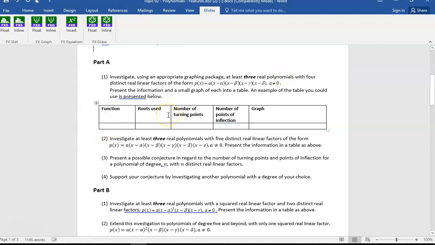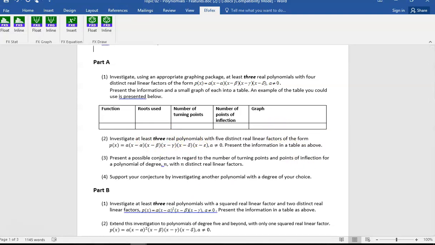They suggest this. This is from the SACE website, okay? You have to write down your function. You have to write how many roots there were, roots, x-intercepts, whatever, how many turning points you saw, how many points of inflection, and I want to see the graph, and it's got to be labeled. What we're saying is don't do all, at least 3. You don't have to show everything there. You can stick the other 2 graphs into the appendix.